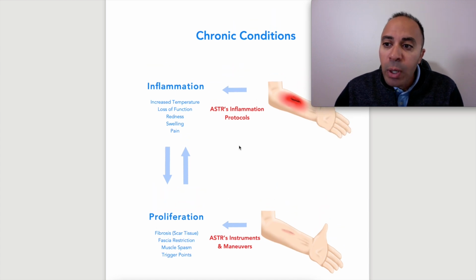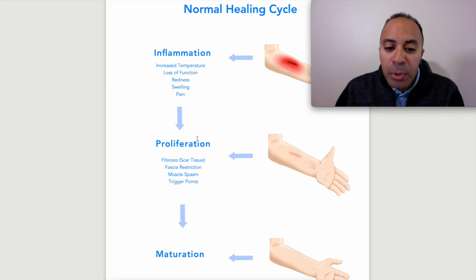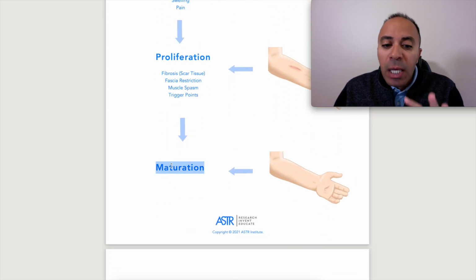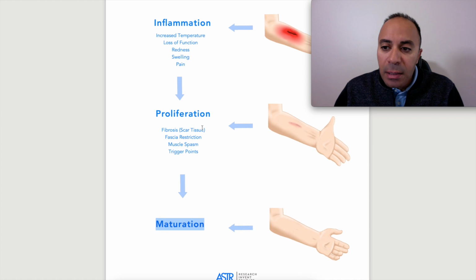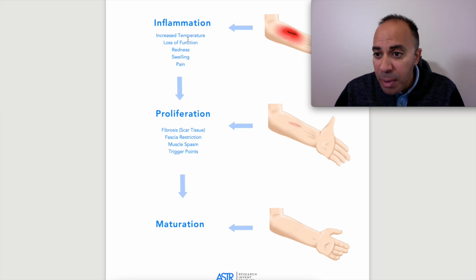By understanding where you're stuck in the healing cycle, you really can get to the root cause of the problem. The main point is there is no one single tool that is actually going to break this vicious cycle or help to get to the maturation. You have to really clean up the entire system. You have to work on the scar tissue, fascia restrictions, muscle spasm, trigger points, and inflammation.